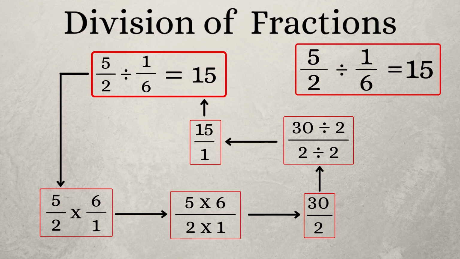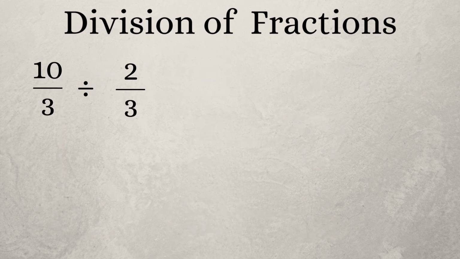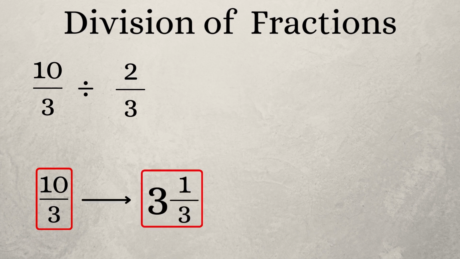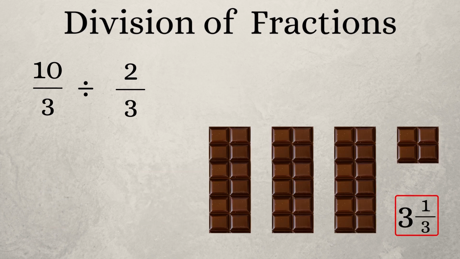We'll check out another example before we conclude. 10 by 3 divided by 2 by 3. Now converting 10 by 3 to a mixed number gives us 3 1 by 3. So we'll consider 3 whole chocolates and 1/3. Now we compute the division by 2 by 3.